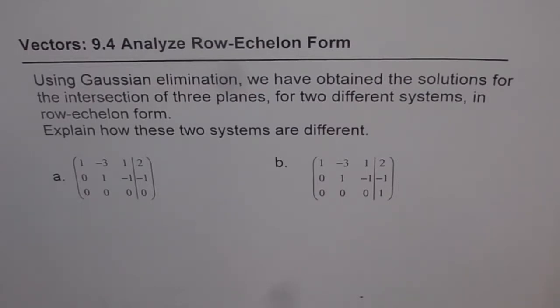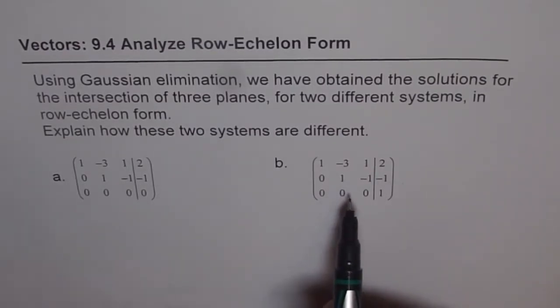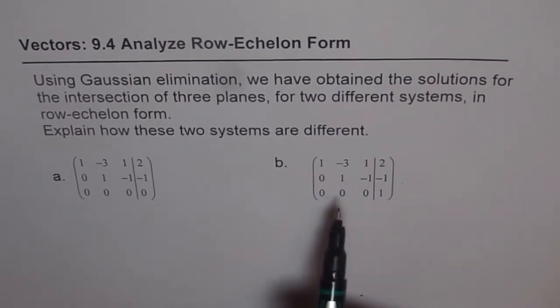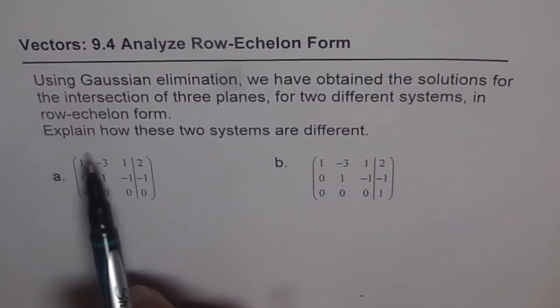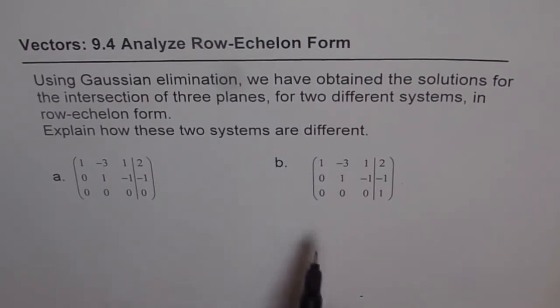Using Gaussian elimination, we have obtained the solutions for the intersection of three planes for two different systems in row echelon form. So these are the solutions of the two different systems which you need to analyze. Explain how these two systems are different. So have a good look at these two systems.